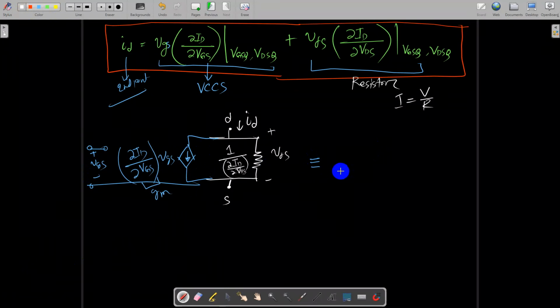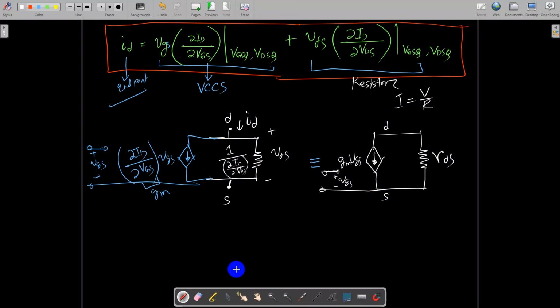We have our GM VGS, and we have our output resistance or drain to source resistance. We can call it RDS. And this is your gate, so this is your VGS. This is your drain, this is your source. Nice.